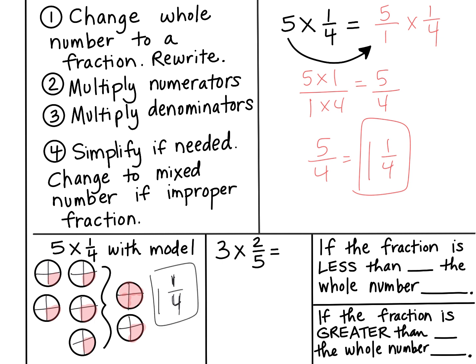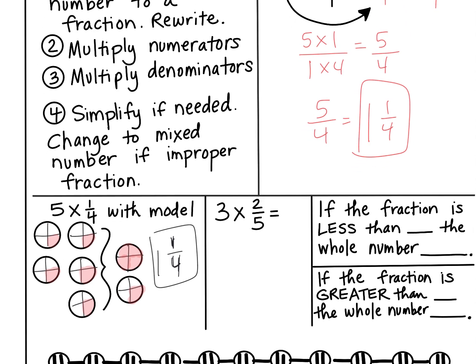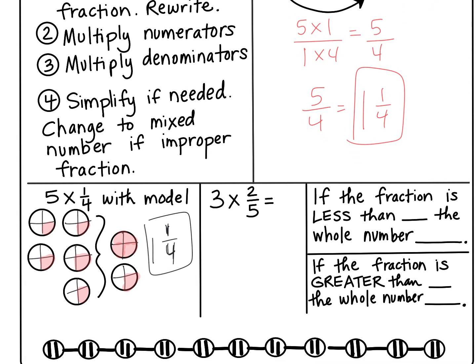Okay, standard algorithm. Y'all go ahead and do that middle problem there, right at the bottom. 3 times 2/5. What will that look like if you rewrite it? 3/1 times 2/5. Multiply straight across. You get 6/5. And then that changes to what? 1 and 1/5.